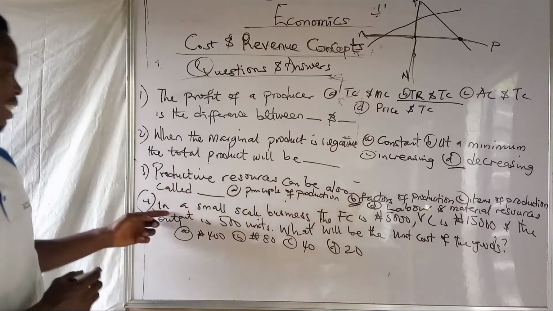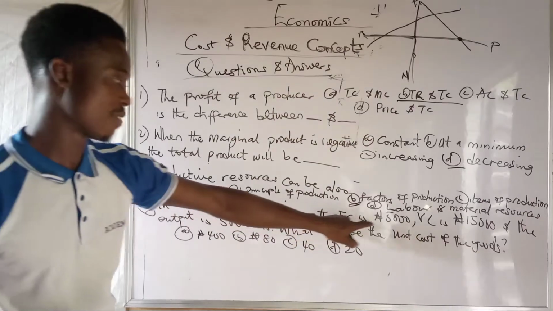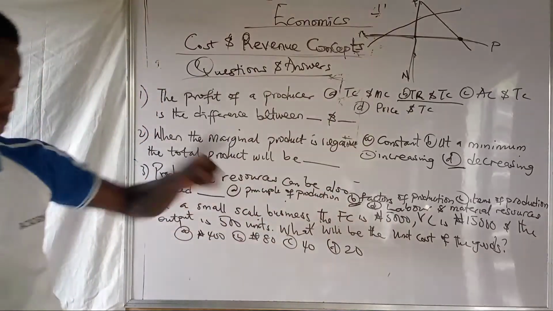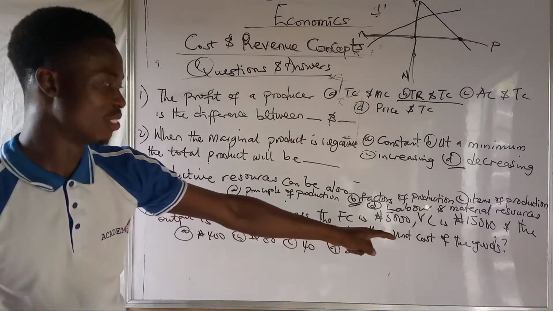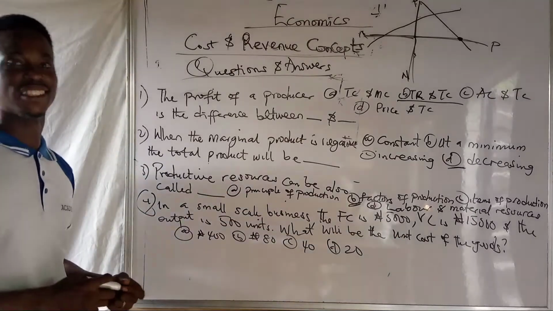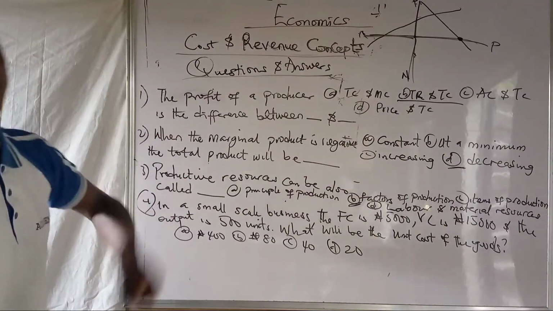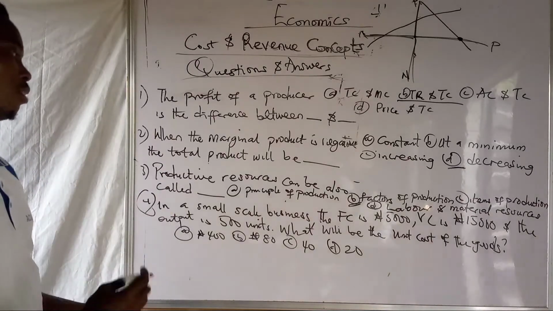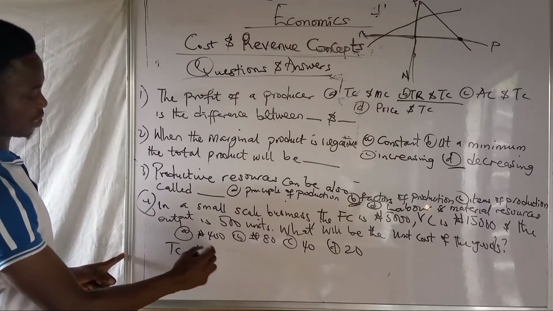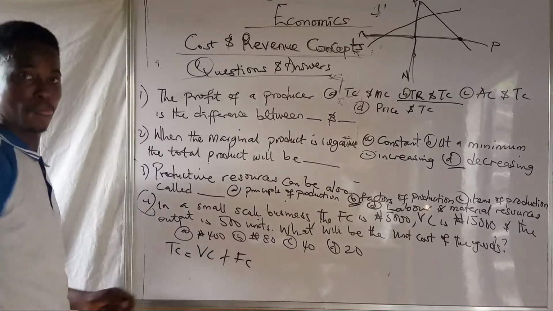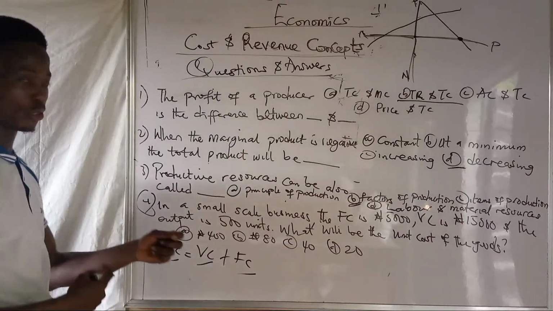And lastly, in a small scale business, the FC, that is the fixed cost, is 5,000, while the variable cost is 15,000, and the output is 500 units. What will be the unit cost of the goods? That is, you want to know the average total cost. Now, normally we said TC is VC plus FC. That is the addition of this and this will give you this.